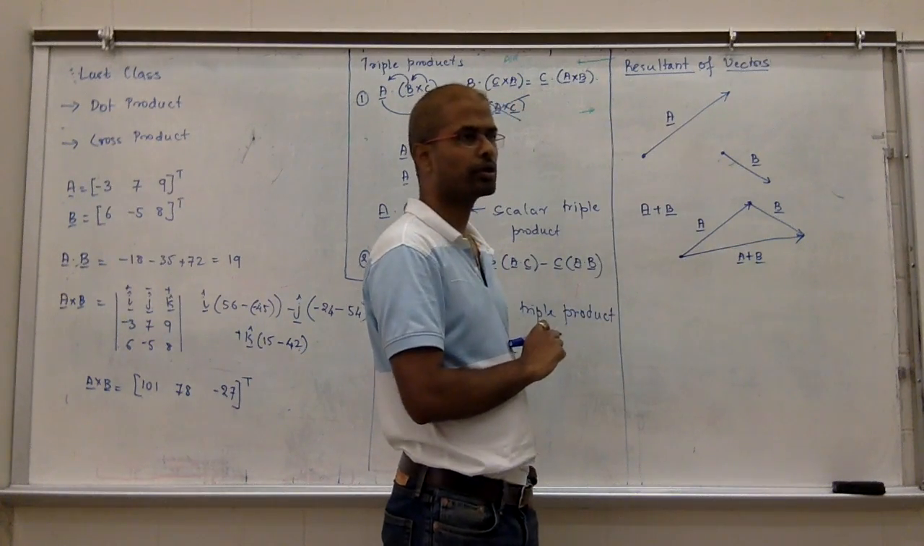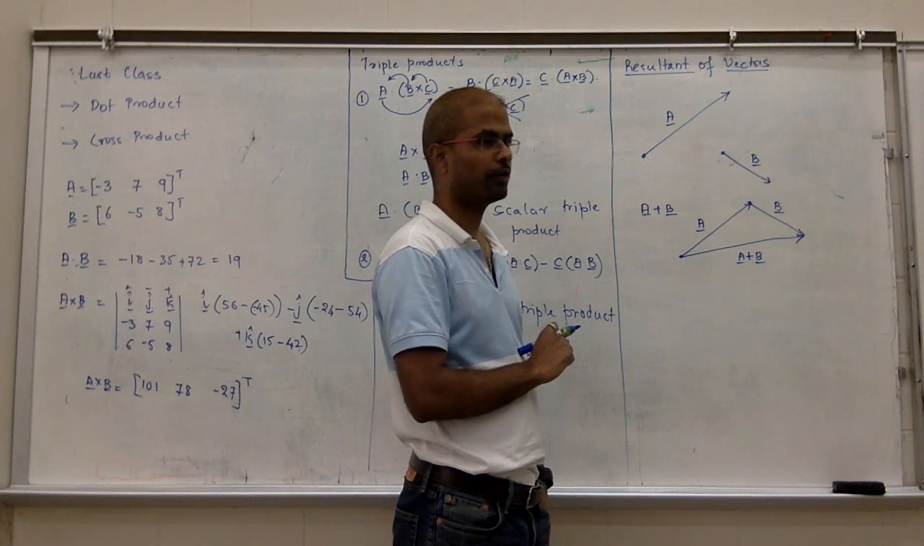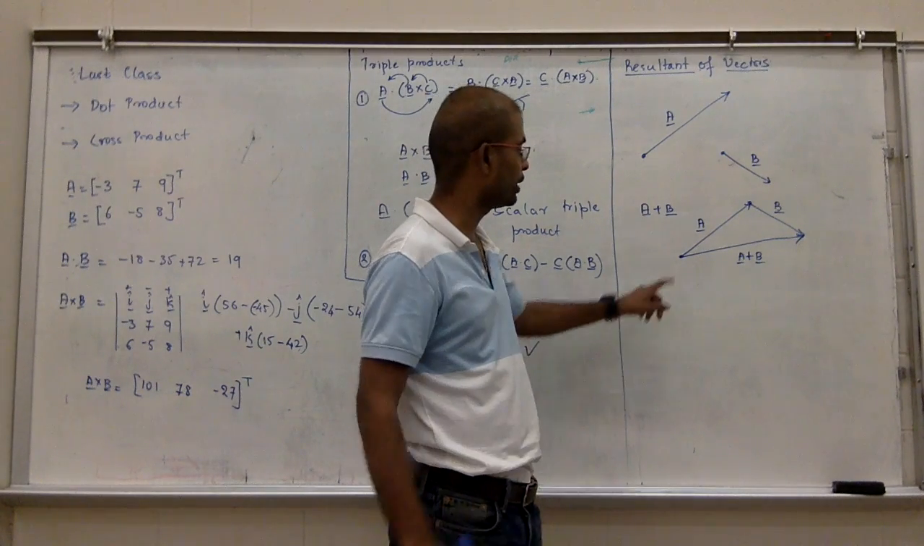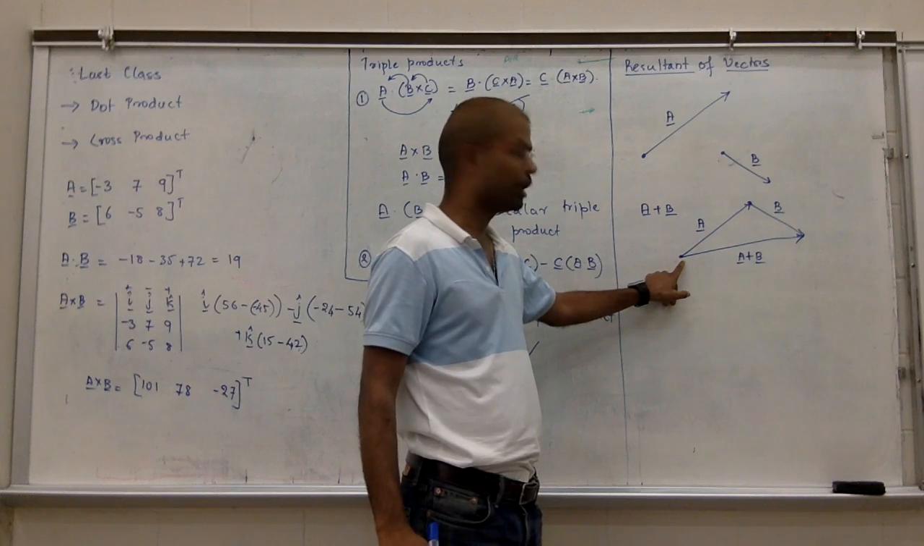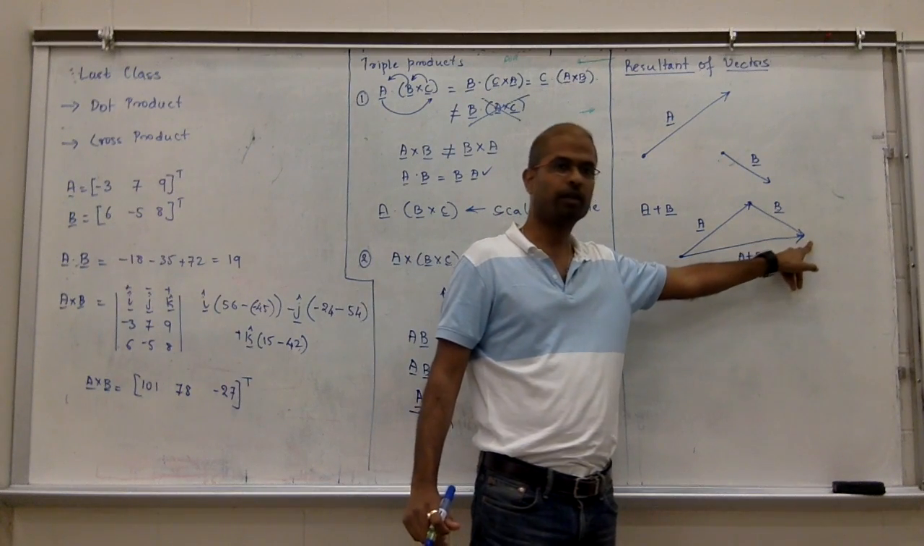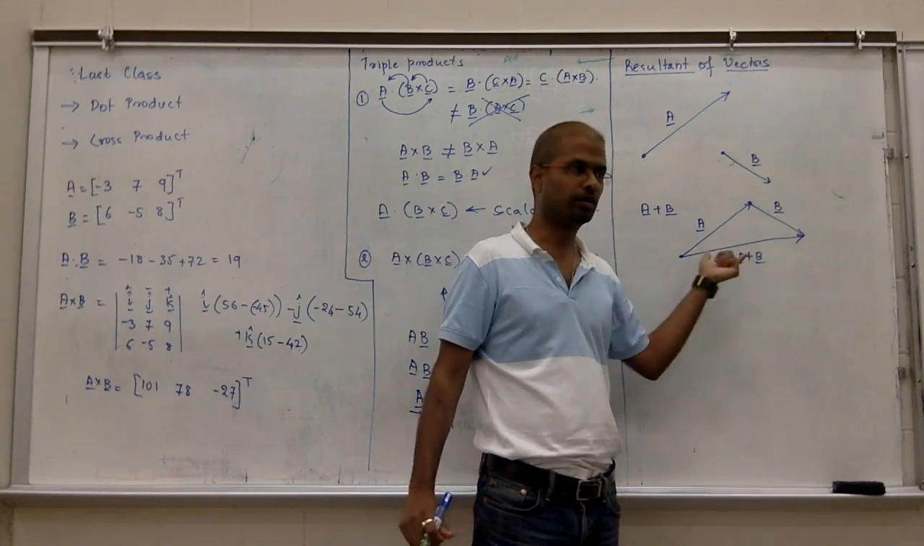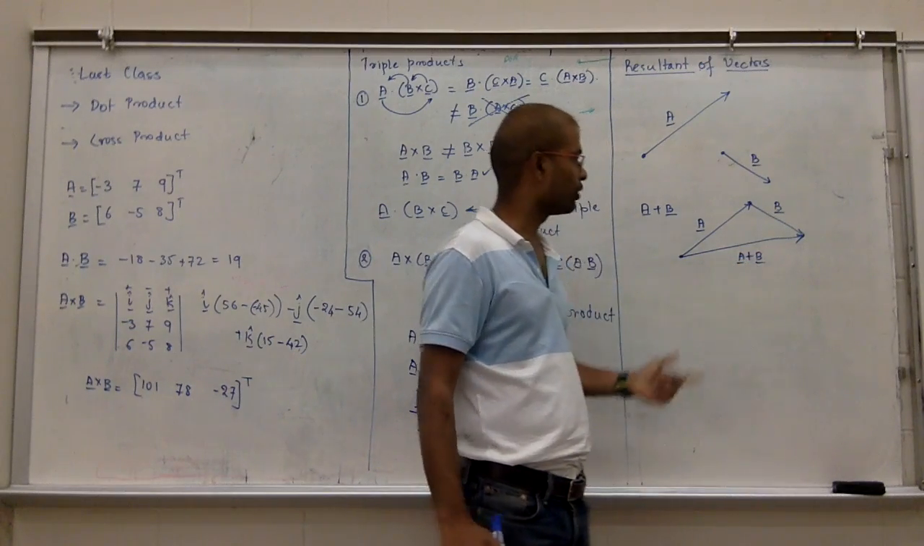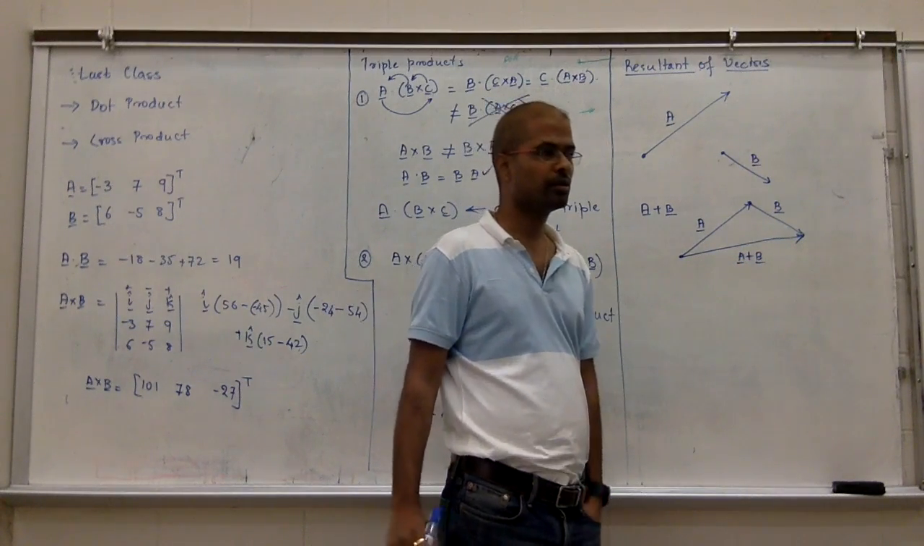Got it? So this is the parallelogram law of vectors, or the resultant vector. You take the tail of vector B and join it to the head of vector A. This would be the result. Got it? So if you have, what is A minus B?